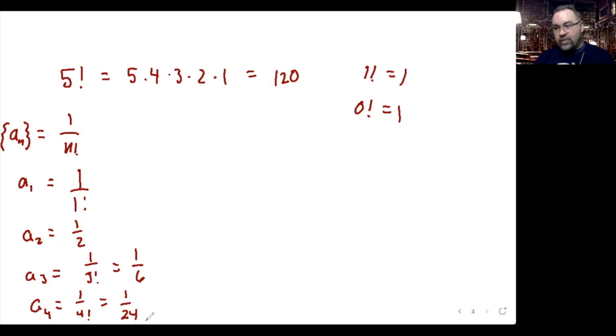But yeah, review that factorial. It does show up quite a lot in our work.